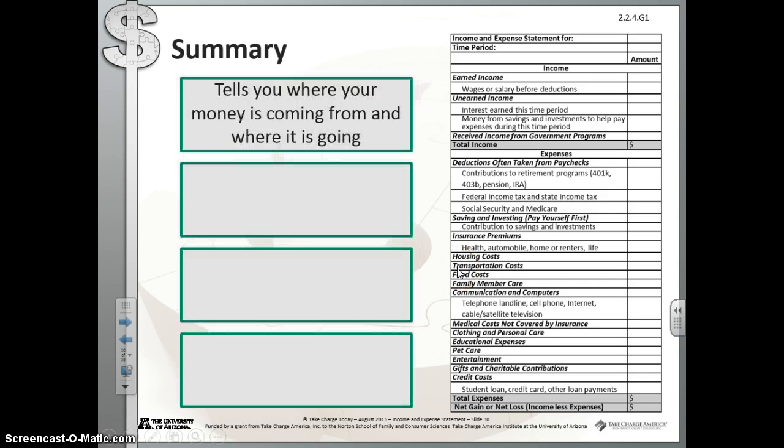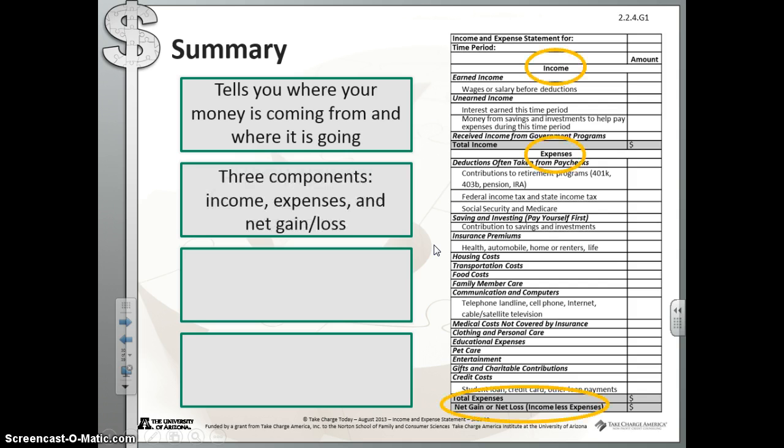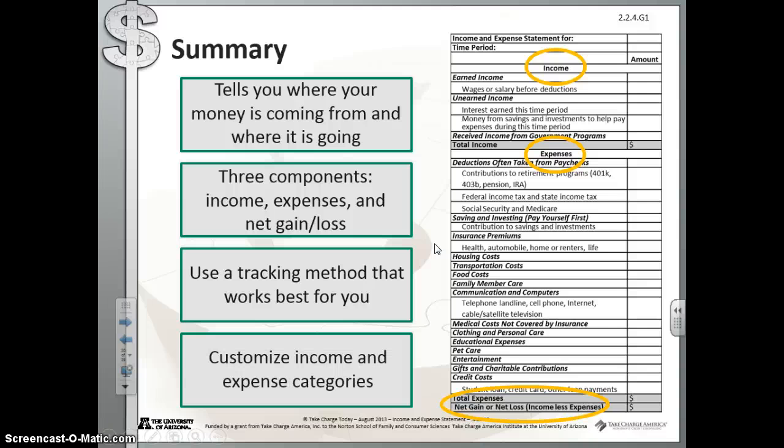Just to summarize what we've done, it tells you where your money is coming from and where it's going. This is your income and expense statement. You've got your three components as you see circled: income, expenses, and net gain or loss. Use a tracking method that works best for you, and customize income and expense categories.